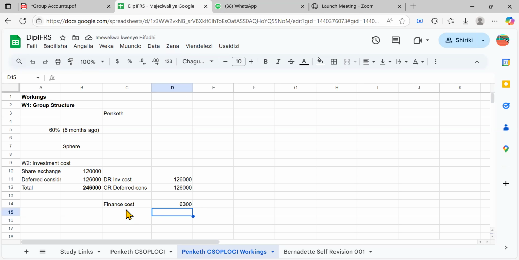So you'd get that finance cost, and maybe you could determine that double entry. You could just debit finance cost by 6,300, and then credit deferred consideration. Deferred consideration should be increased until it reaches the actual figure to be paid, right? Now, deferred consideration is a liability. It goes to the statement of financial position, and it's none of our business here. But finance cost goes to profit or loss. It affects the statement of profit, right?